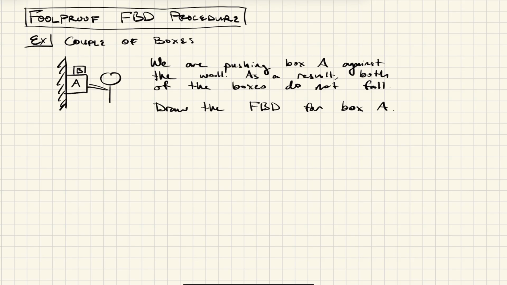The problem that I came up with looks something like this. There's two boxes, box A and box B, and box B is resting on box A. What we're going to do is push against box A so that the friction with the wall allows us to hold up the weight of both boxes and neither of them falls. And the goal is to draw the free body diagram for box A using our 4-step procedure. I'll start by introducing our first step, which is predicting the number of forces based on contacts and non-contacts.